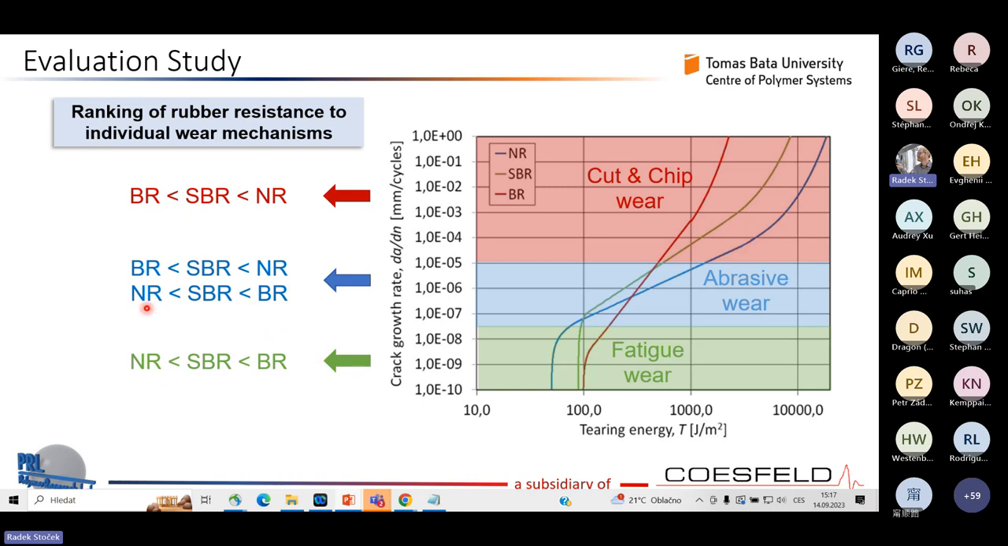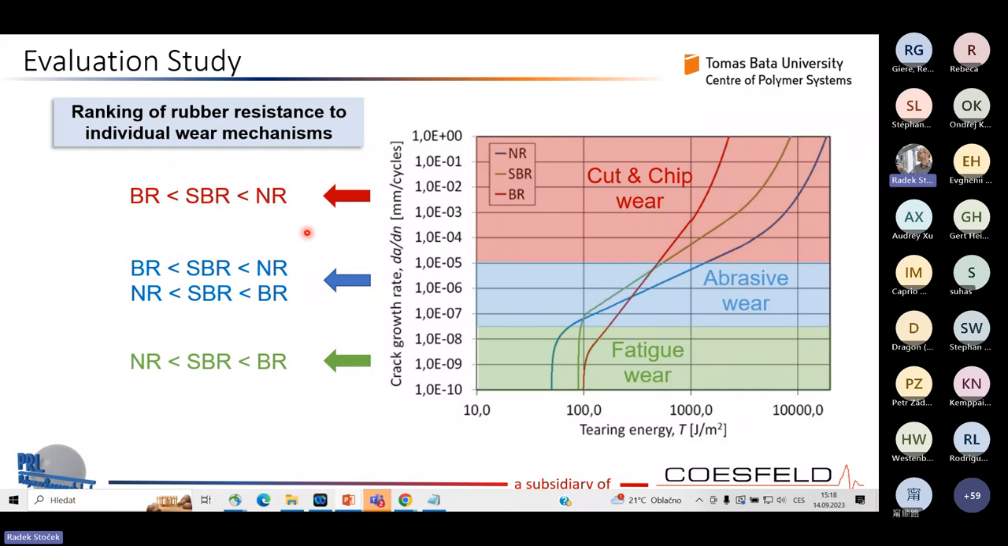That means the lowest resistance has NR, followed by SBR and then BR. And then finally, at the end of this region, we have exactly the opposite behavior. The most resistant is NR, followed by SBR, and the least resistant is BR. And this, at the next point, exactly corresponds with the cut and chip wear or cutting wear here in the middle: the lowest resistance BR, the middle one SBR, and the highest resistance NR.